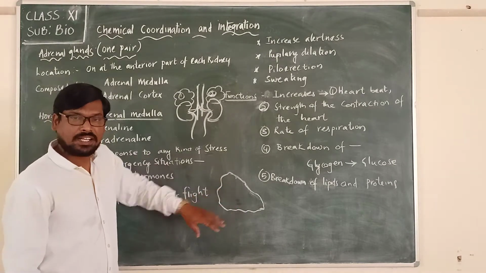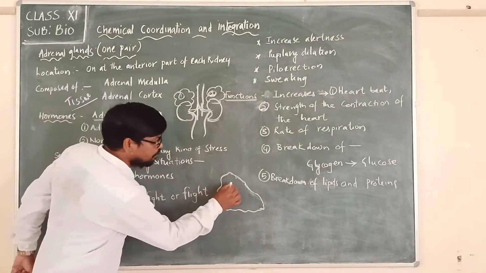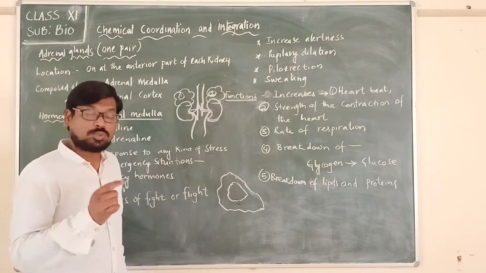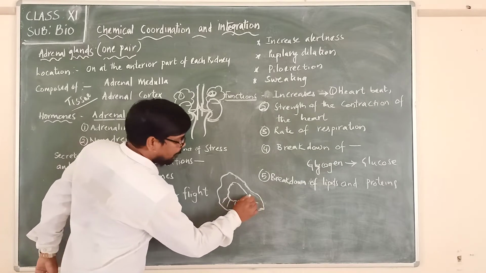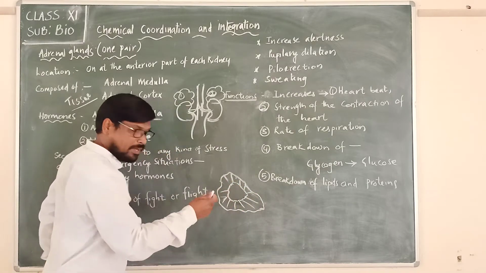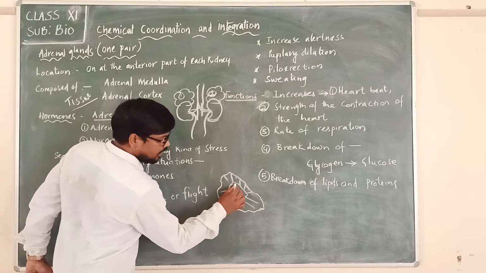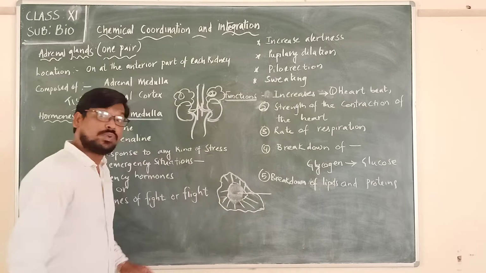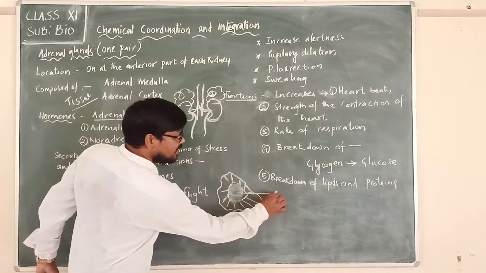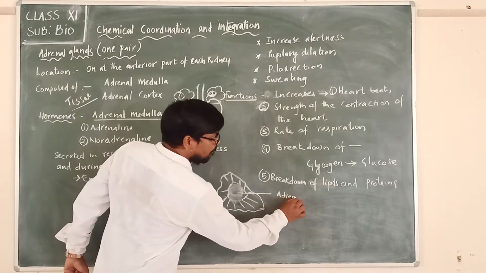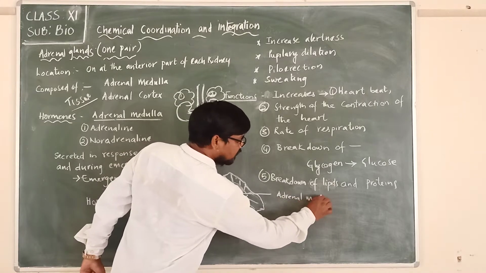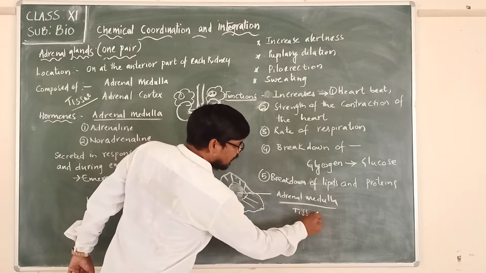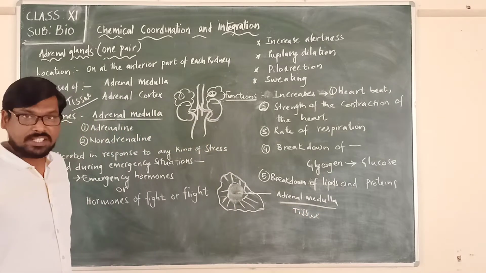If you take the adrenal gland and make a transverse section, you can very clearly see two different regions. One is towards the center, and the region towards the center is called the adrenal medulla. This is one type of tissue.